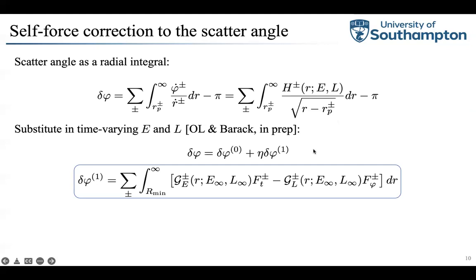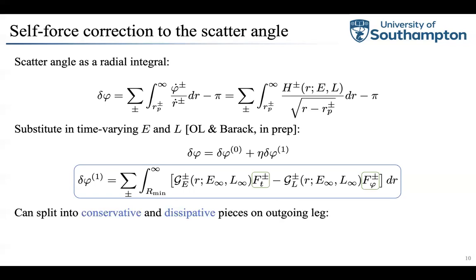which takes the form shown here. If we look at this, we have an integral from the periastron up to infinity, summed over both legs of the orbit. Then we have these functions g and gl, which are themselves functions of the geodesic parameters, and then the self-force components along the orbit.